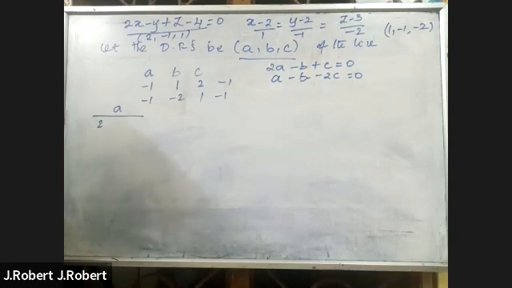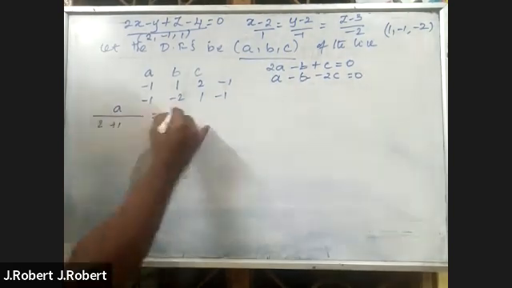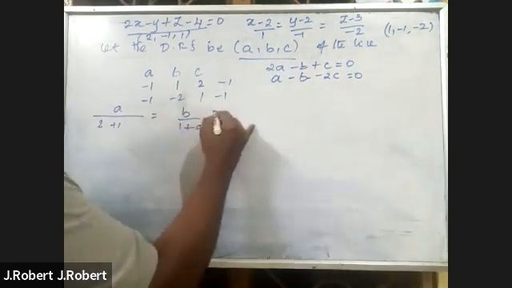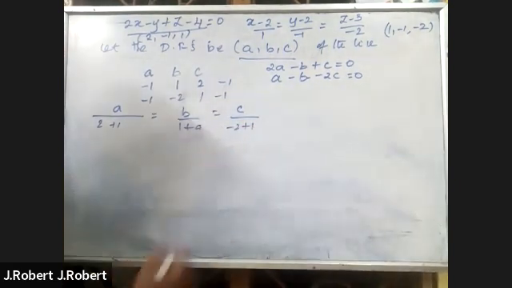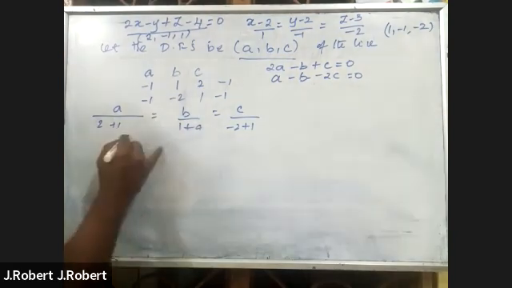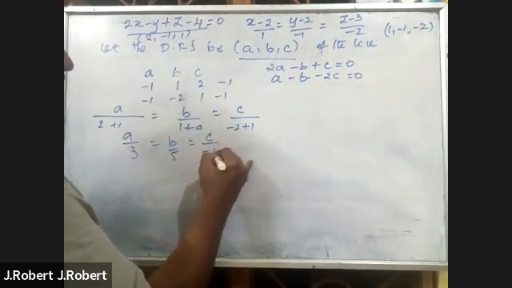Minus 1, above plus 1 will become A divided by 2 plus 1, B divided by 1 plus 4, C divided by minus 2 plus 1. Right? So A divided by 3, B divided by 5, C divided by minus 1.